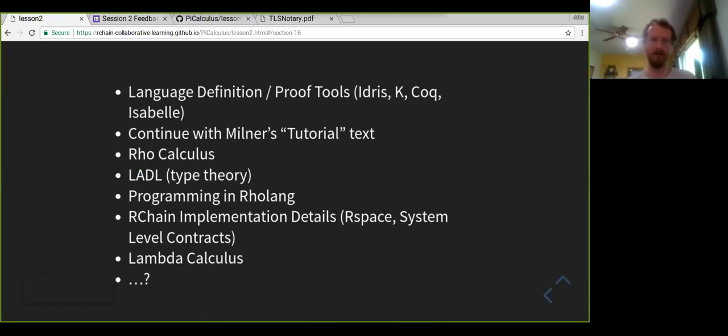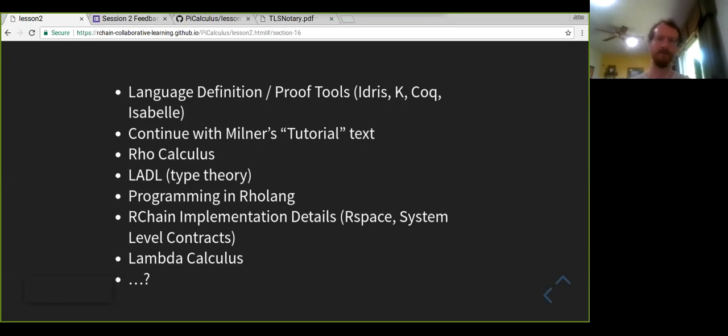And then I want to sort of open it up to you all to decide where we head next. Now that we have a pretty good base for the Pi calculus, we could try to implement it in language definitional tools, and we could have further sessions go into introductions to Idris or K or Coq or Isabelle. We could continue with Milner's tutorial text and learn how to prove different properties of programs, and find the different equivalence relationships that we have aside from just structural congruence.